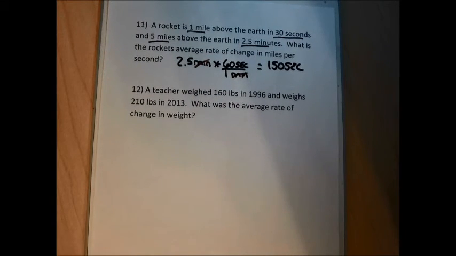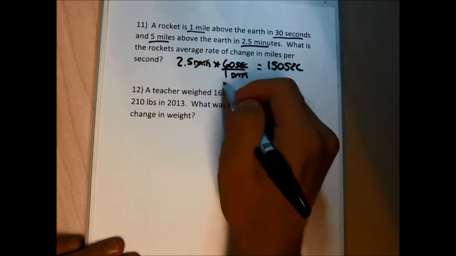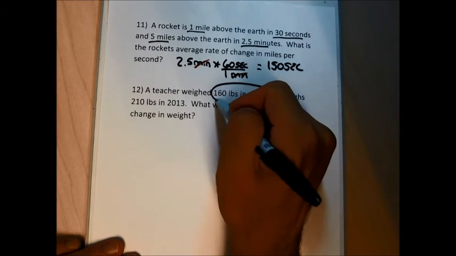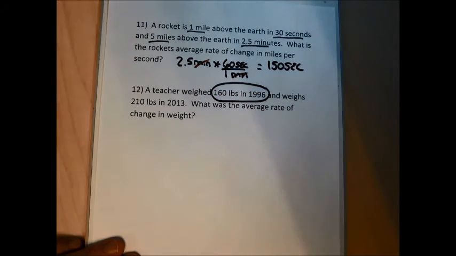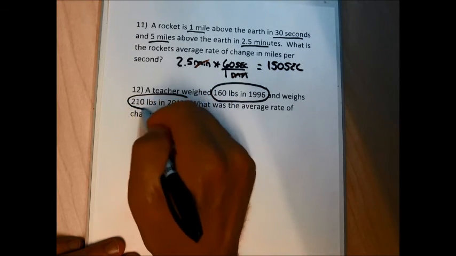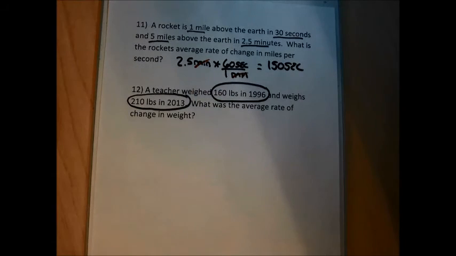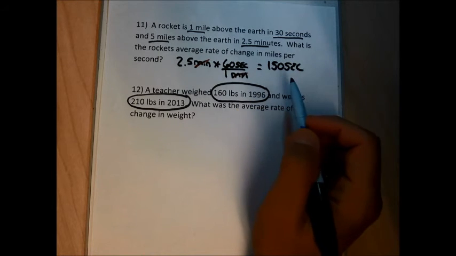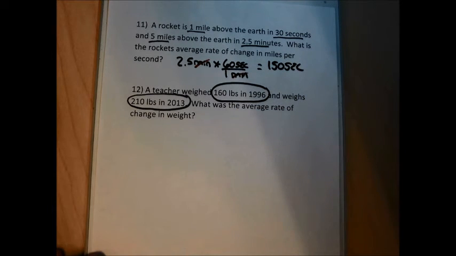In problem 12, I'm going to be consistent, and I'm going to make the time the x's and the other units the y's. So I'm given information for points. A teacher weighed in 1996 160 pounds, and in 2013 210 pounds. Fortunately, it's not me. I may have weighed 160 in 1996. I think I probably weigh like 165 today.